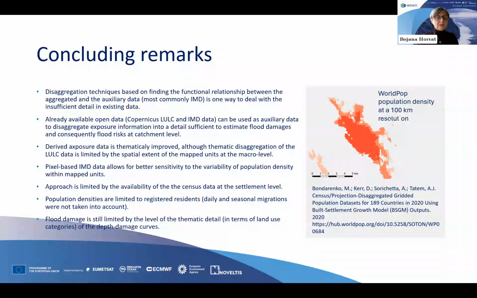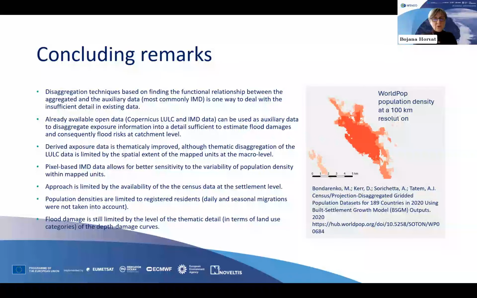However, we have to emphasize that this approach is limited by the existence of the census data. If the census data is collected at the settlement level, this approach can be applied. However, it is not always the case. In this case, some other data sources need to be used for the census data. For example, I put here an illustration of the WorldPop data, which is available at 100 kilometers resolution.